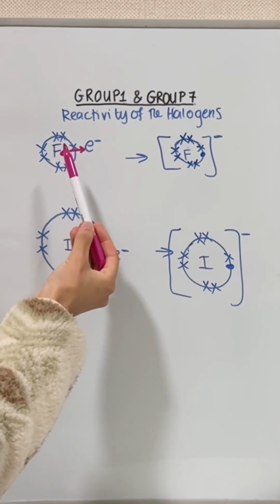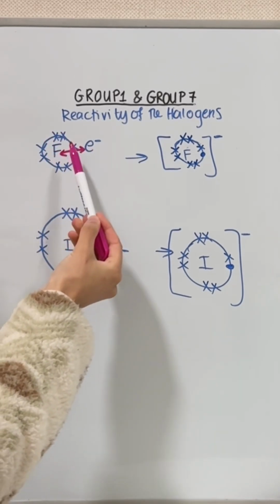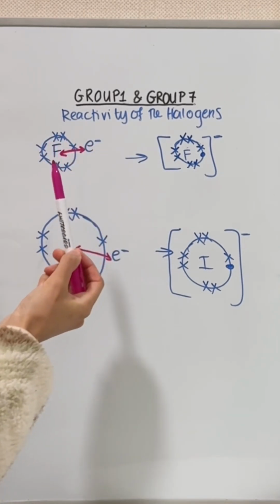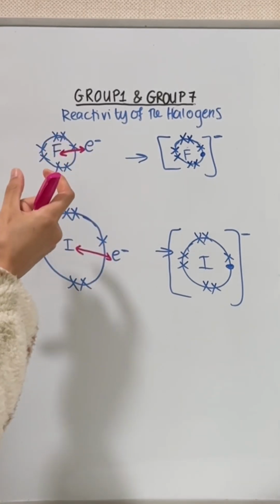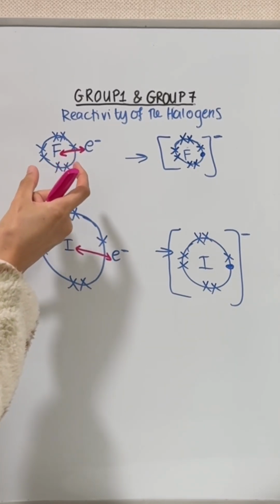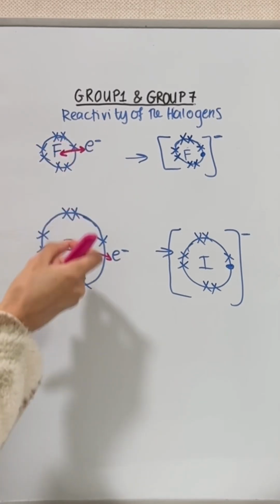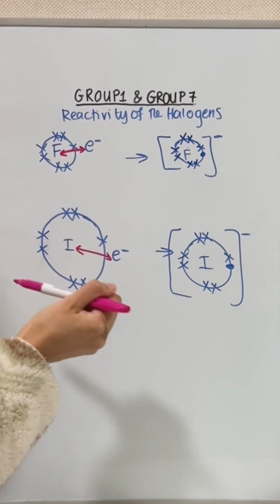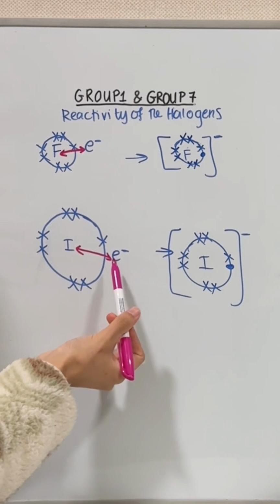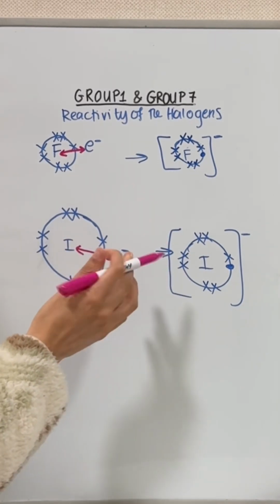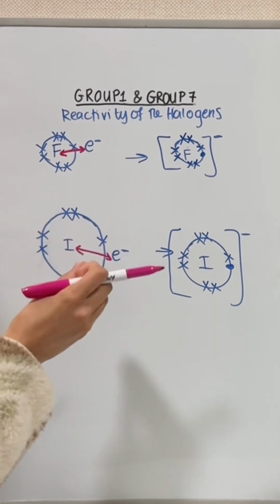Well, first of all, the atomic radius is smaller in fluorine, therefore the distance between the positive nucleus and the outer incoming electron is going to be less. So it's going to be a lot closer in proximity, therefore it's going to be attracted a lot faster and quicker. Whereas in iodine, the atomic radius becomes a lot larger, so the incoming electron is a lot further away from the positive nucleus, therefore the attraction becomes a lot less.